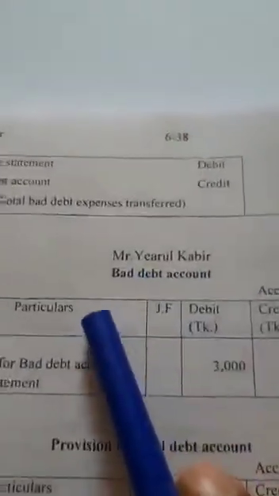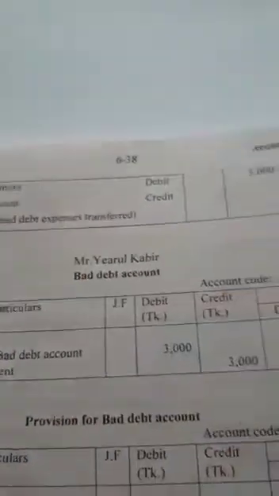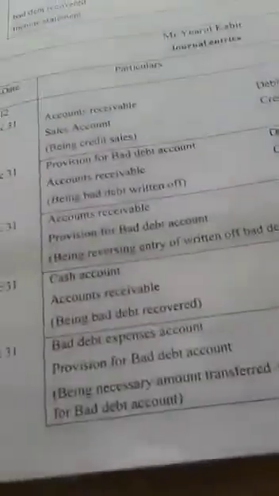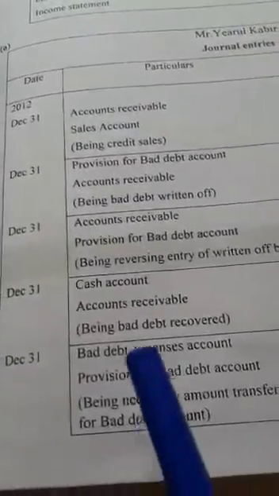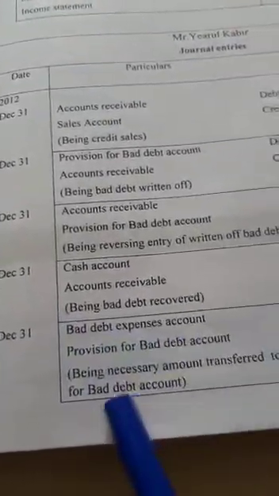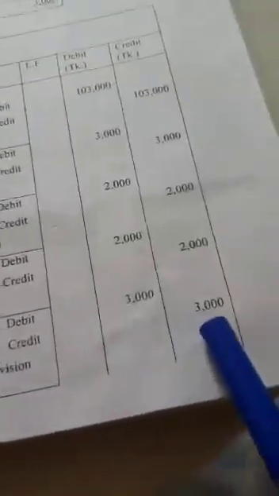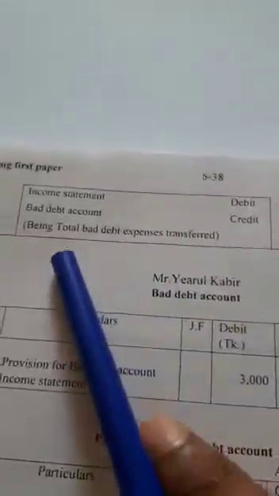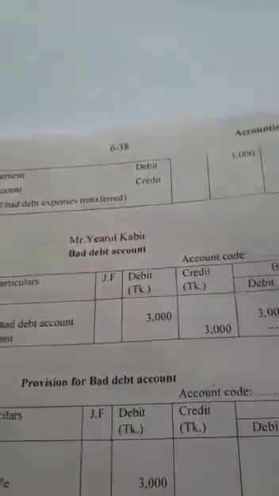That 3,000 is transferred here. Now the total bad debt expense will be transferred to the income statement. So see, the income statement becomes debit and bad debt becomes credit, 3,000. I'm telling the last journal again. When the new provision for bad debt was created, we did this journal: bad debt expense debit and provision for bad debt credit, 3,000. The same amount will be transferred to the income statement, and it is our loss. For that, the income statement becomes debit for 3,000 and bad debt becomes credit for 3,000.